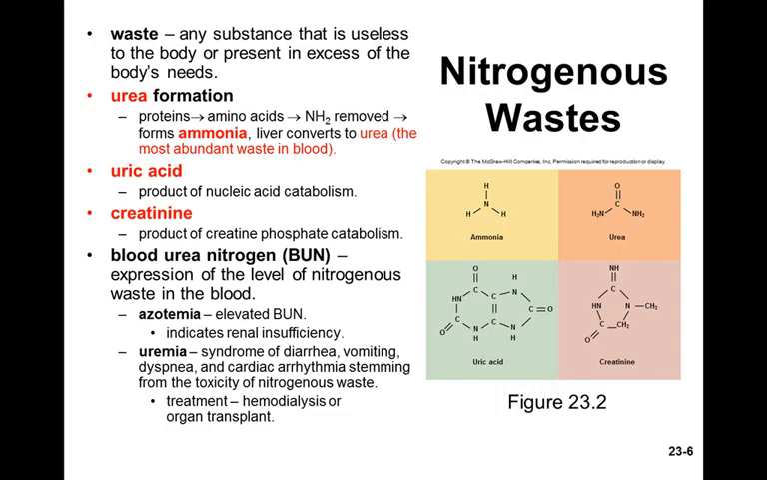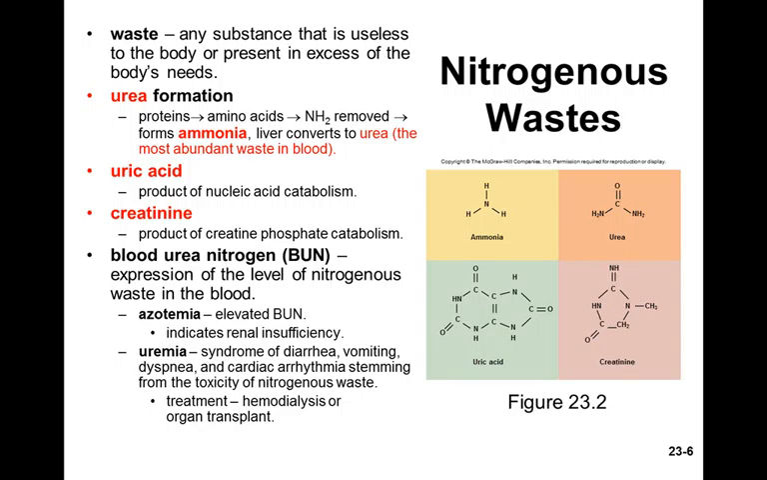The second one is uric acid. This is a product of nucleic acid catabolism. Catabolism is the breaking down of nucleic acid. And you guys know, with any chemical reaction, you're going to have a byproduct. And then finally, creatinine, which you studied in 201 during muscle contraction. This is the product of that creatine phosphate catabolism, which of course is breaking down this phosphate to release energy for muscle contraction. We have a measurement called the BUN, which is the blood urea nitrogen.